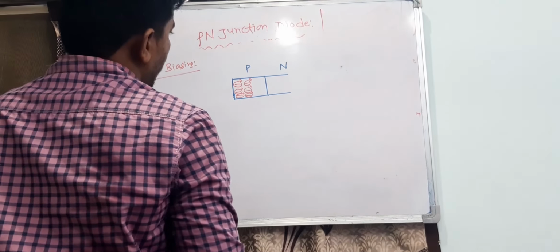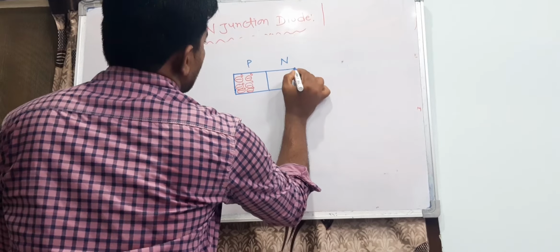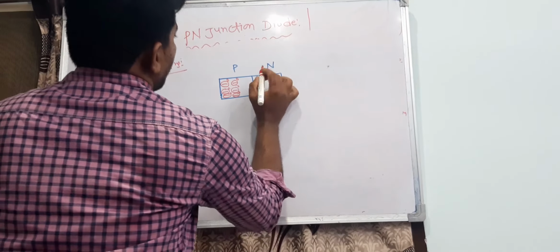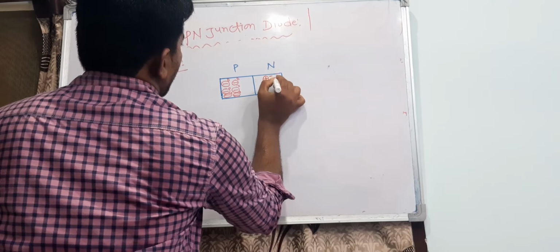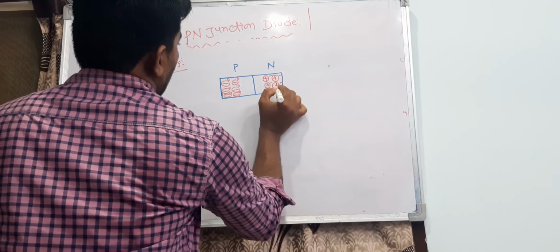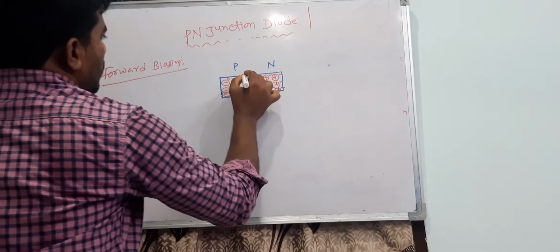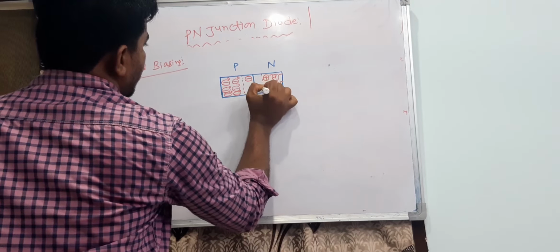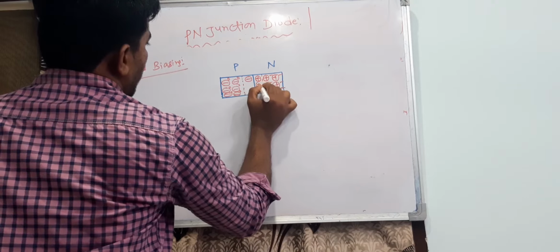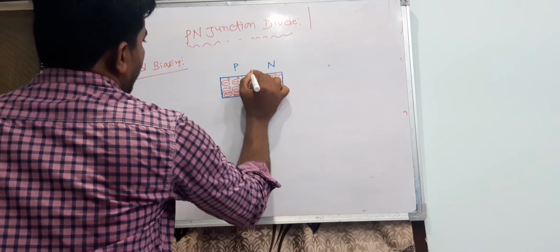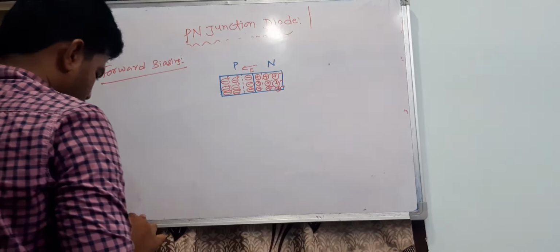This is the positive ion and electron, positive ion and electron. In this region, this is a negative ion and this is a positive ion. The direction of this electric field is into the p side.